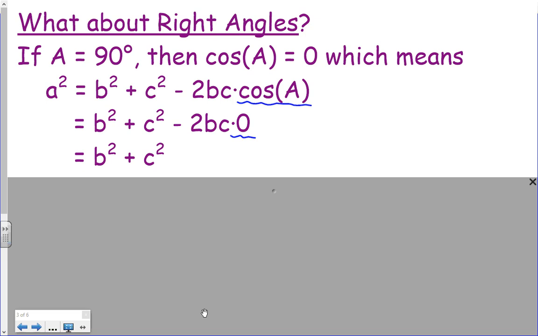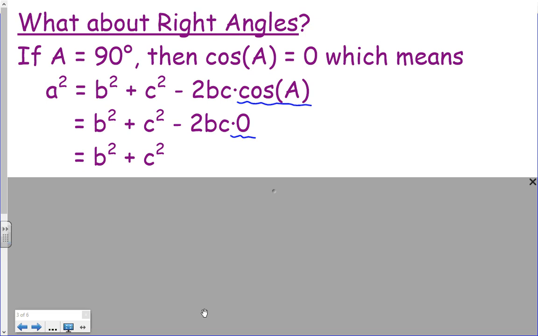Now, we can't use the law of cosines to prove the Pythagorean theorem, because we used the distance formula, which actually comes from the Pythagorean theorem. So we've used the Pythagorean theorem to derive the law of cosines. You can't then turn around and try to use it to prove the Pythagorean theorem. That would be circular reasoning.